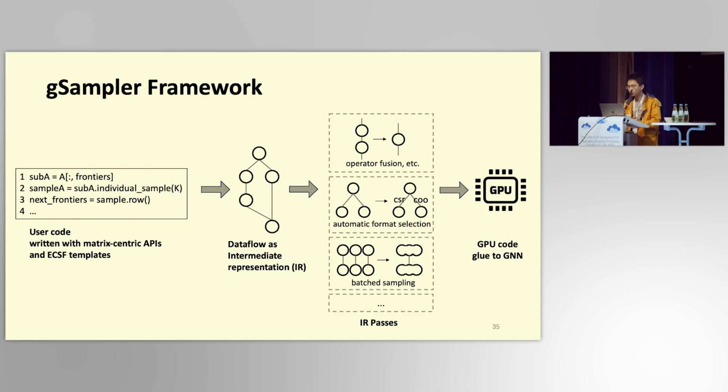These optimizations can be generalized into three categories. First is computation optimization, for saving resource cycles, including operator fusion. The second is storage level optimization, including format selection. And the last is inter-batch optimization, to sample multiple tasks together. And finally, the optimized code is grouped into GNN training and shipped to the GPU as well.